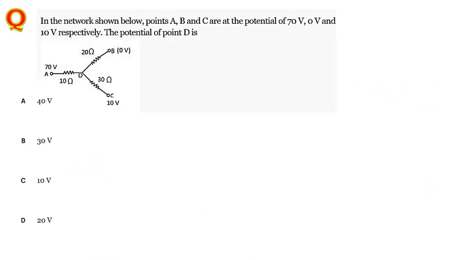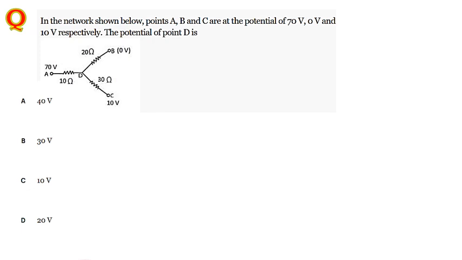Okay, next question you can observe here. This is about the network shown with points A, B and C, whose potentials they have given as 70 volt, 0 volt, and 10 volt. What they are asking here is the potential at D.